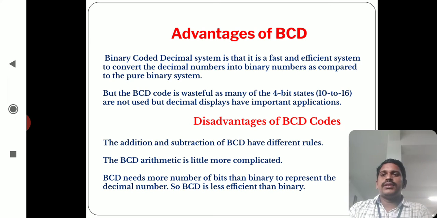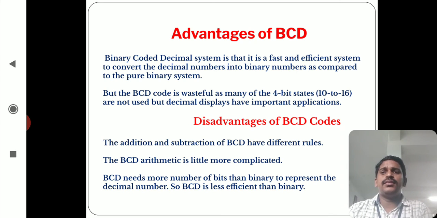Disadvantages of BCD codes: the addition and subtraction of BCD code have different rules. In this section we discuss only addition. The set of rules follows the addition of two binary numbers. BCD addition arithmetic is a little more complicated, as discussed in the previous slide, because we have to represent the BCD code one digit at a time in the form of 4 variables. Hence it is complicated as compared with binary addition and subtraction of binary numbers.